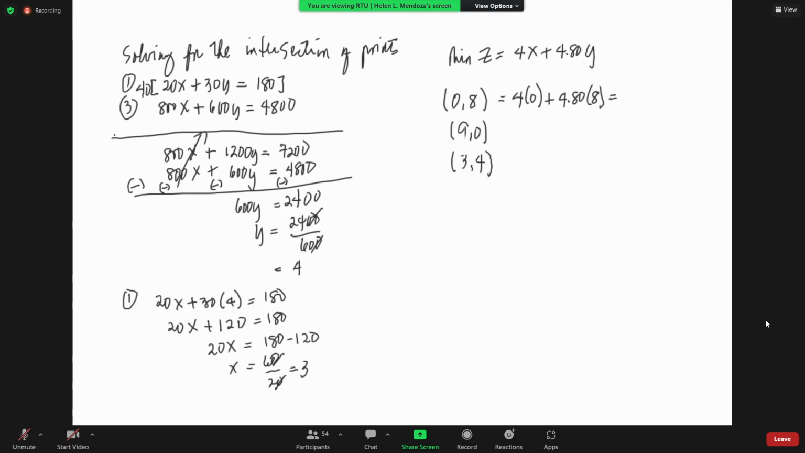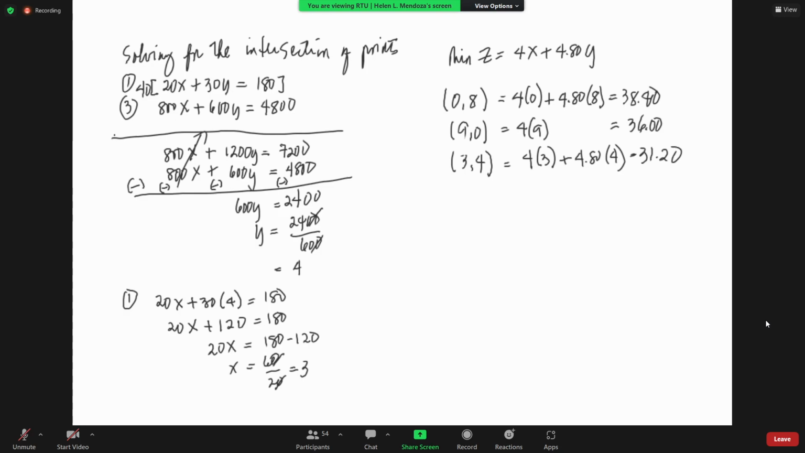So, 38.4. So this is 4 times 9. So this is 36. And this is 4 times 3. So that is 12 plus 480 times 4. So that is 4 times 3, 12 plus 480 times 4. 31.2. Parang natandaan ko ito sa solution kanina ni Sir Gabarda.